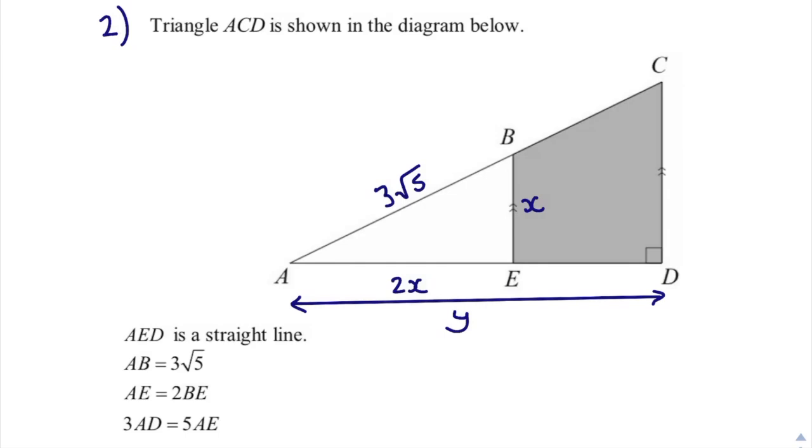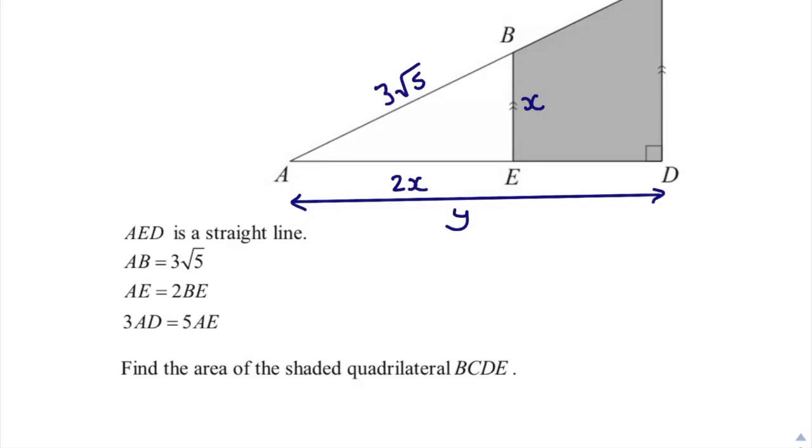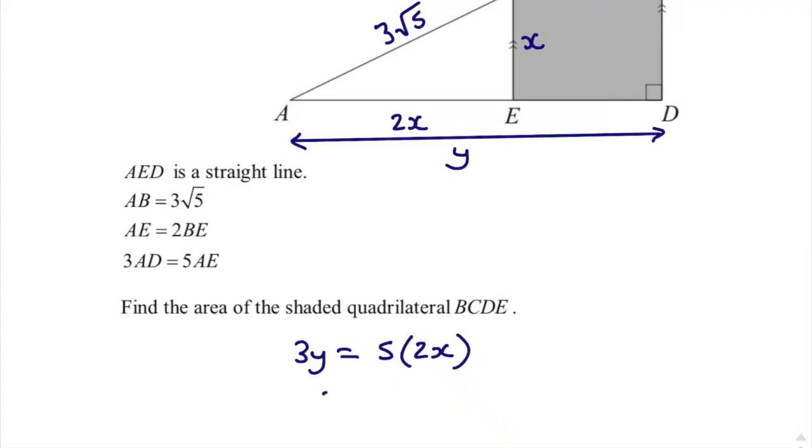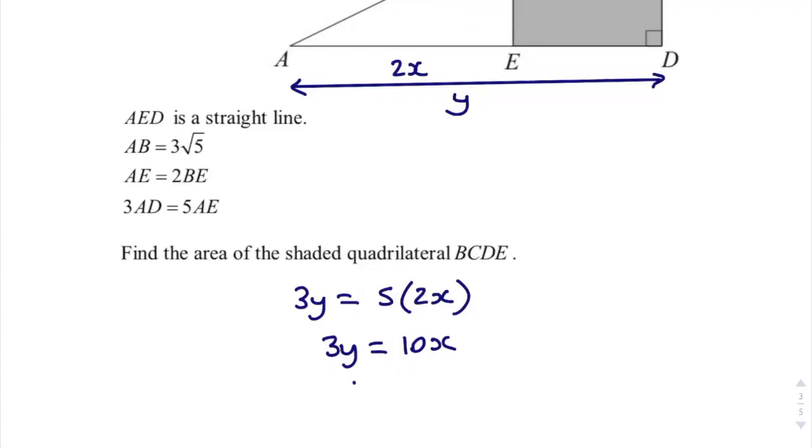3 times this length is equal to 5 times the length of AE. So we can say 3 times y, which is 3y, is equal to 5 times the length of AE. Well, I said AE is 2x because it's twice the length of BE. So we can say 5 multiplied by 2x. We can simplify this to say 3y equals 10x. So now what I can do is I can rearrange this to show that y is 10/3 of x. And that gives me the base of the triangle, gives me the length of AED.